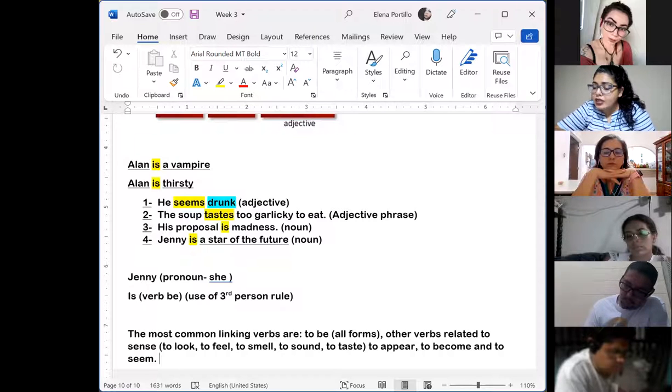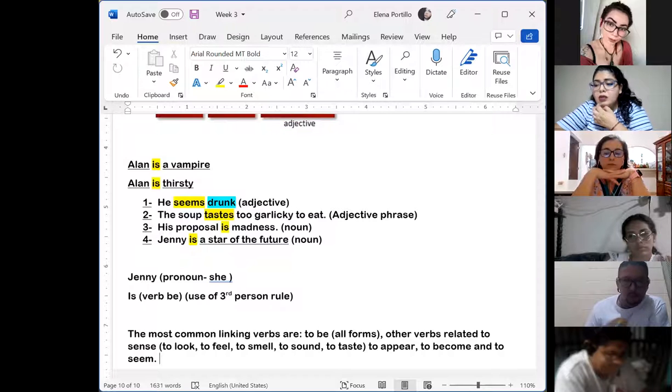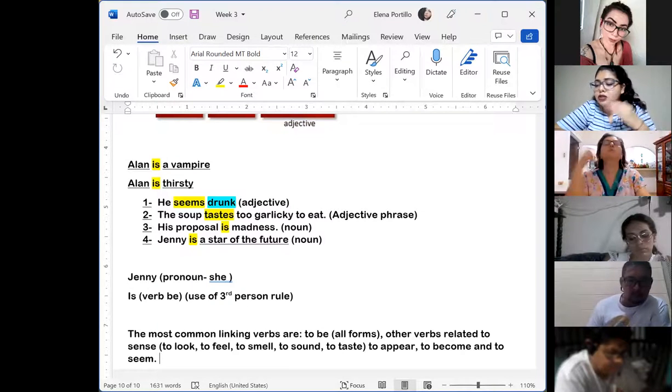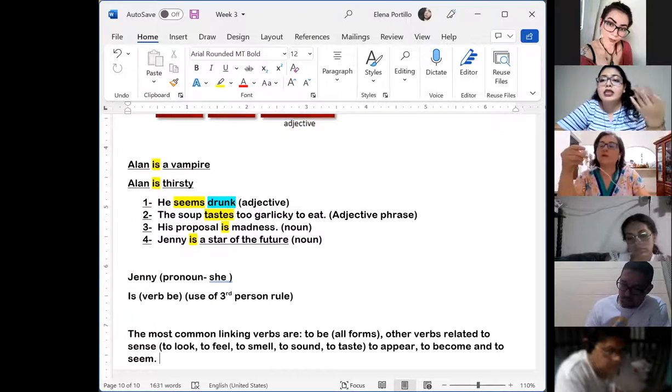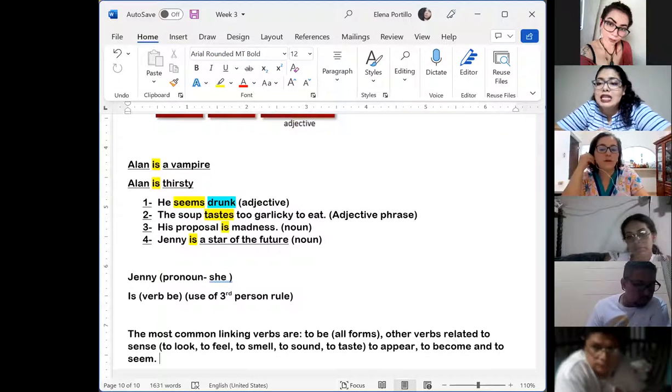Pero ahí dice, ¿verdad? El contexto. In that case, cuando utilizamos el contexto, podemos ir viendo, ¿verdad? De que si está describiendo algo en general el verbo, ya no es un linking verb, pero solo sucede con smell o con feel, con sentir. Pero lo demás siempre va a ser linking verb.